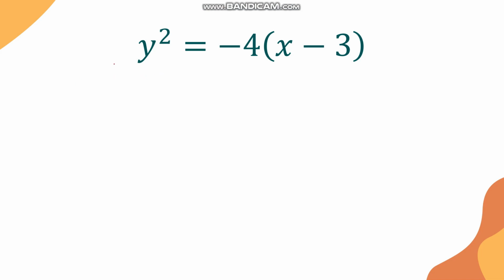Next, let's have this example: y squared equals negative 4 times x minus 3. Let's identify the opening of the given parabola. Since the variable that is being squared is y, it follows the form y minus k squared equals positive or negative 4c times x minus h. Therefore, it opens either to the left or to the right. But since the 4c here is negative, the opening is to the left.